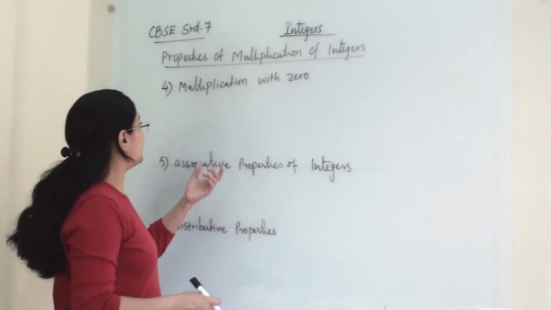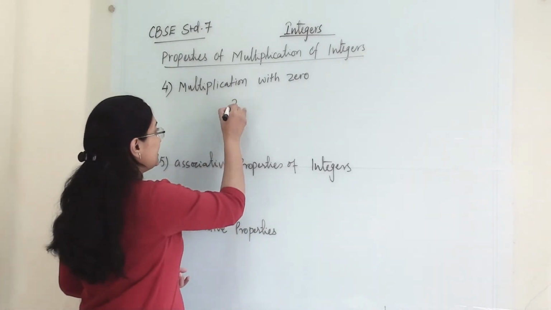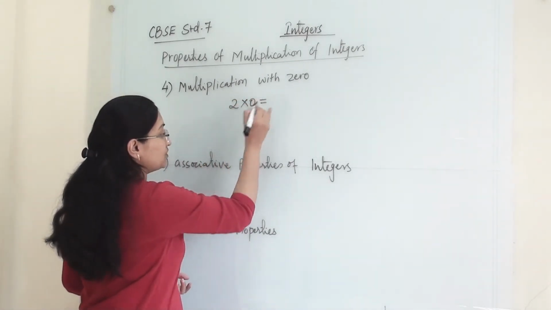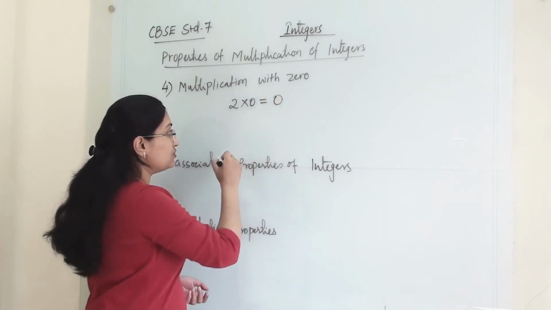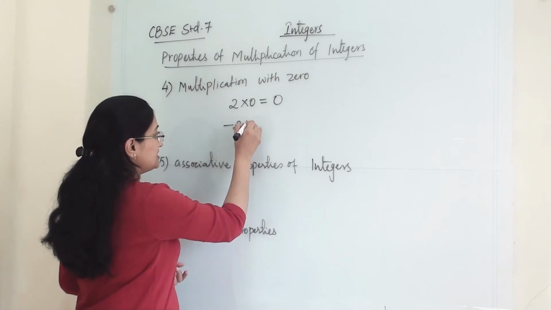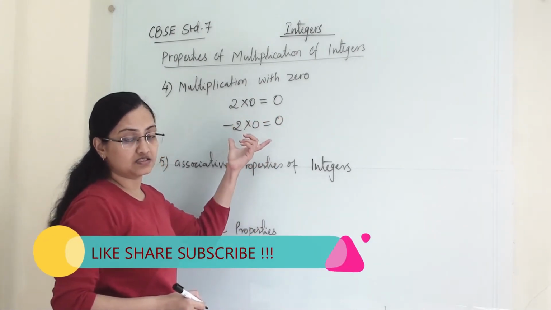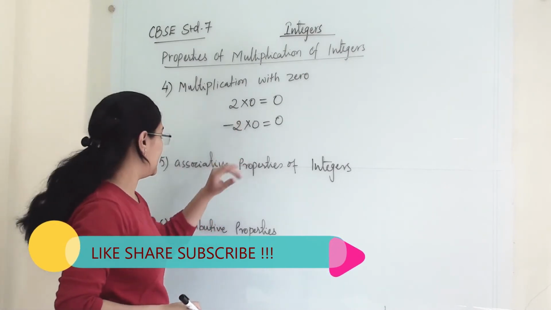Our next property is multiplication with 0. We know that when we multiply any integer with 0, we will get 0 as an answer. Even if the integer is negative, when we multiply with 0, we will get 0 as an answer. So this is one of the properties of integers.